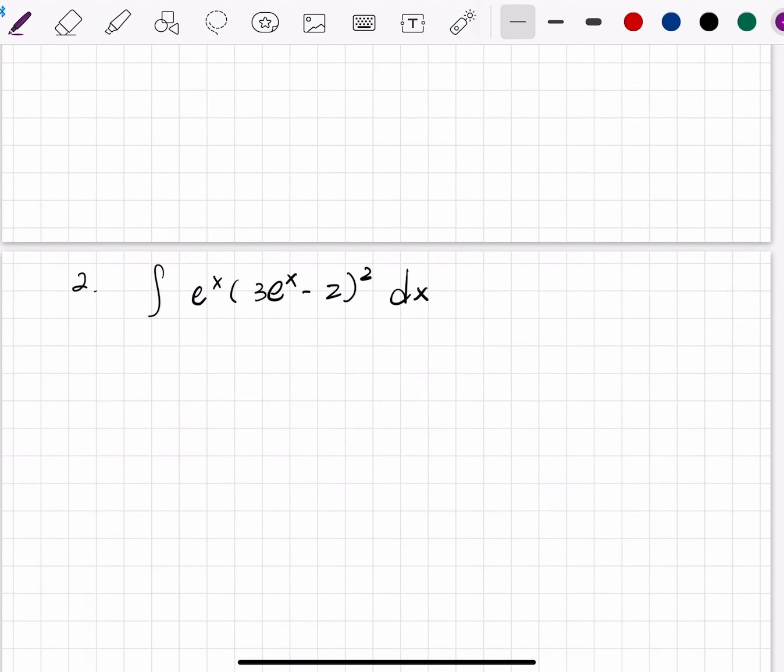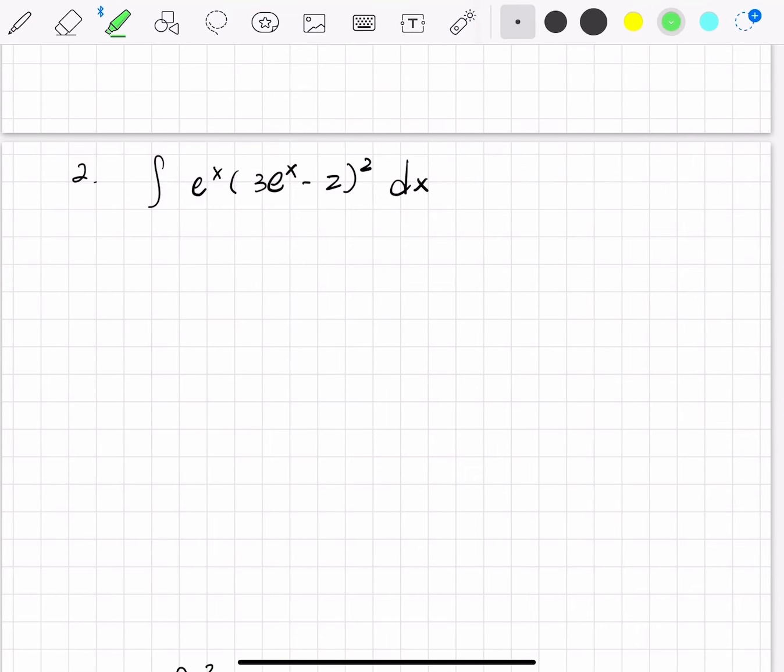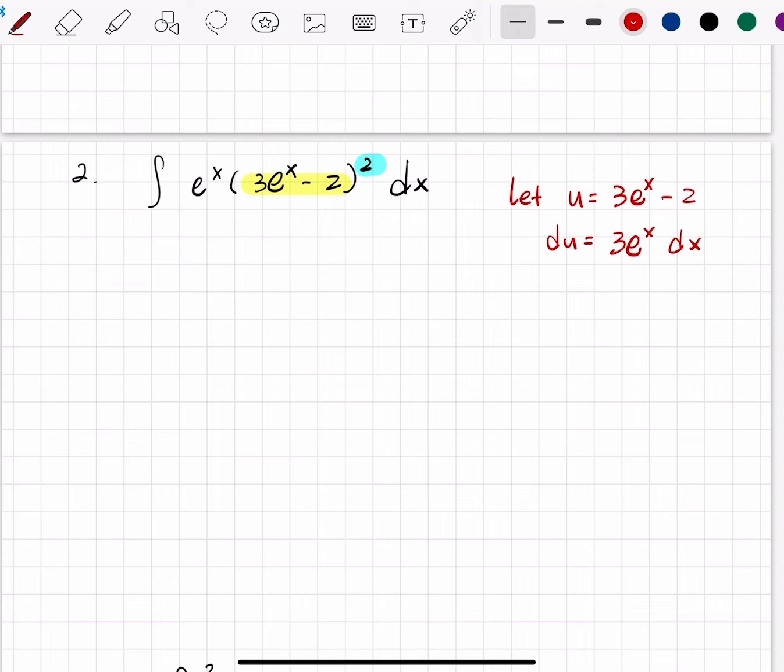Now let's look at another one. This one is really clear: we have an inner function, which is 3e to the x minus 2, raised to the power 2, which is the outer function. So we can let u equal the inner function, 3e^x minus 2. Then du equals 3e^x dx. This is the regular derivative. And du over 3 equals e to the x dx.